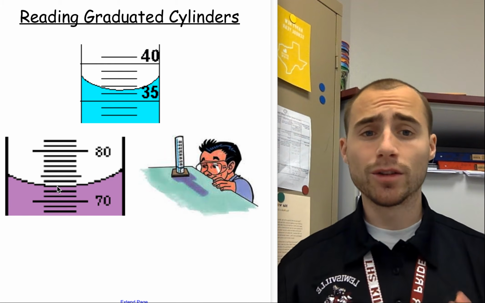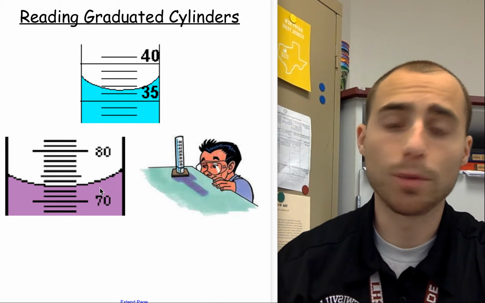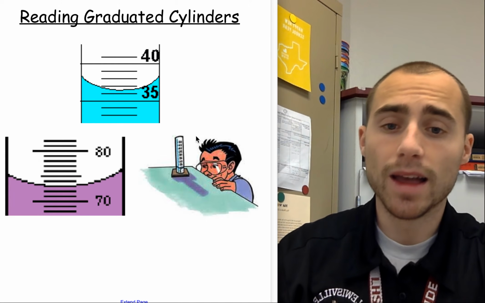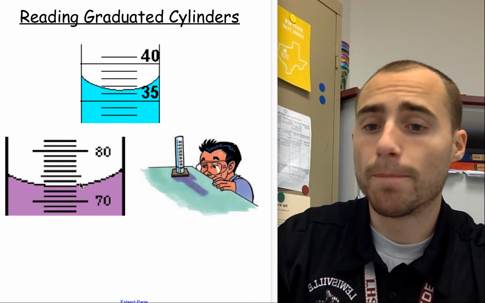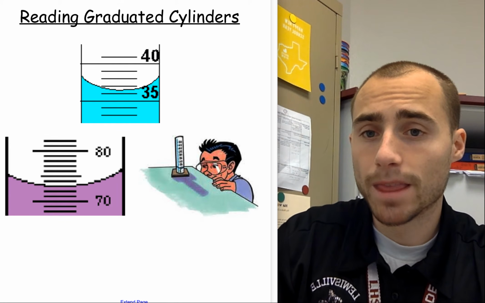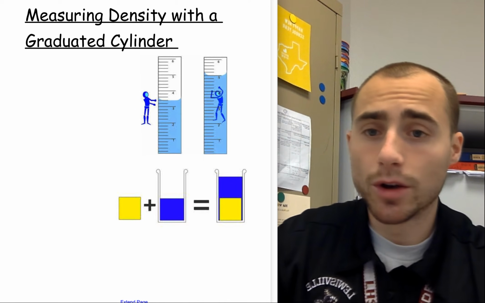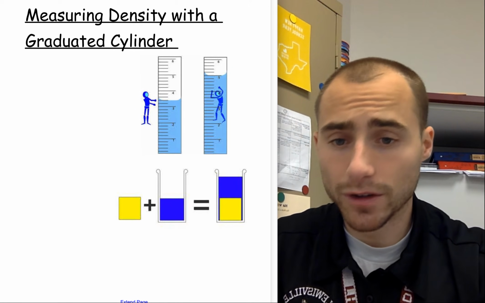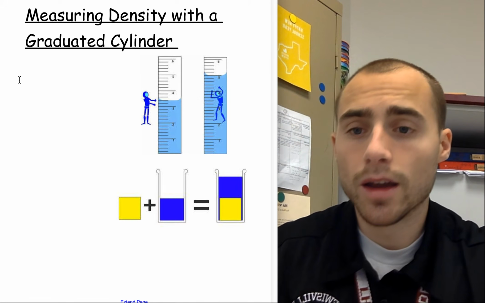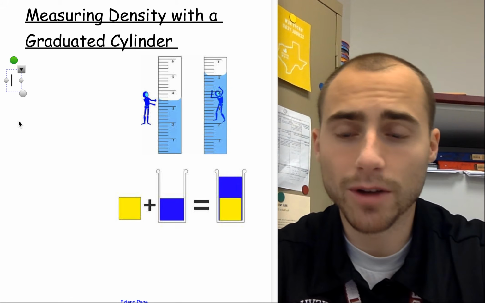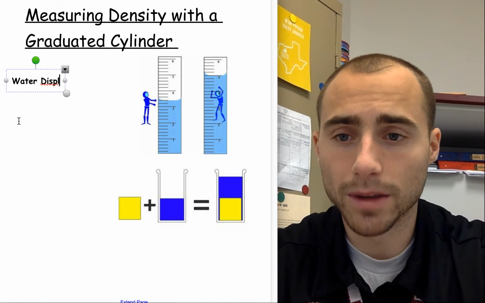So reading graduated cylinders is pretty straightforward. You just got to look at that bottom cusp right here, the lowest point of the water or of the liquid. And when you look at it, you have to get down and get on an even plane with that liquid. All right, last thing, measuring density with a graduated cylinder. So we're going to go over density throughout our first unit, and we're going to use a graduated cylinder to measure that density. The process of measuring density with a graduated cylinder is called water, I'll bold this, water displacement.